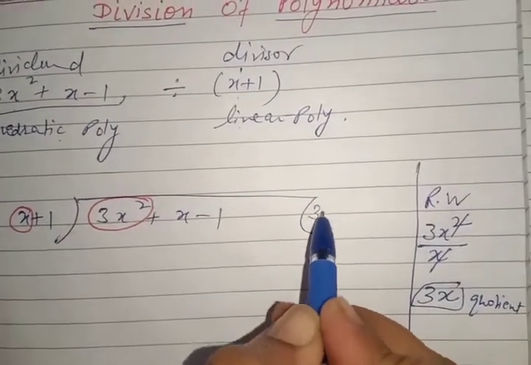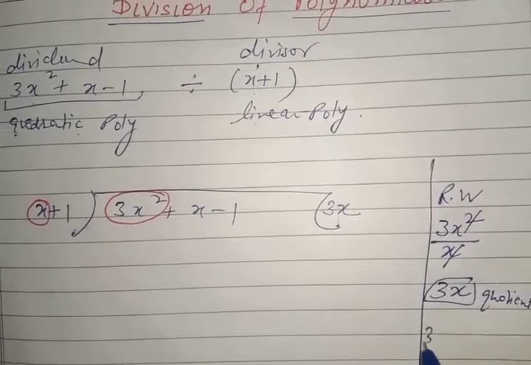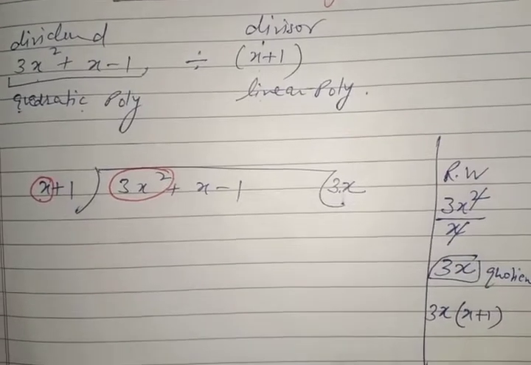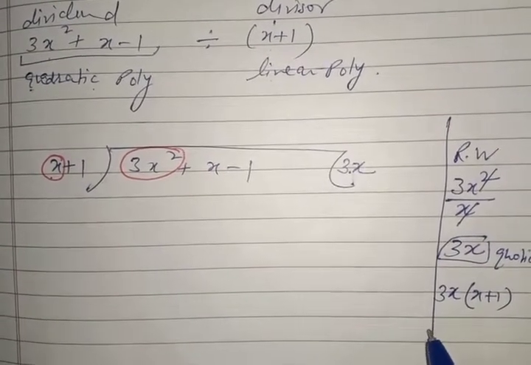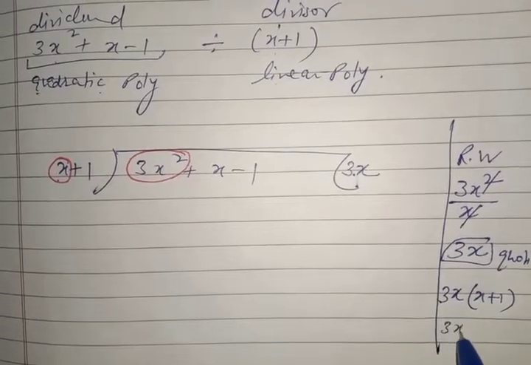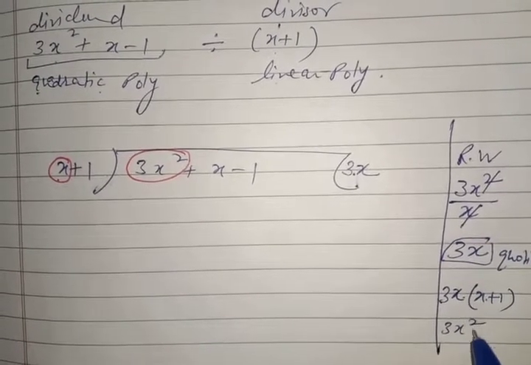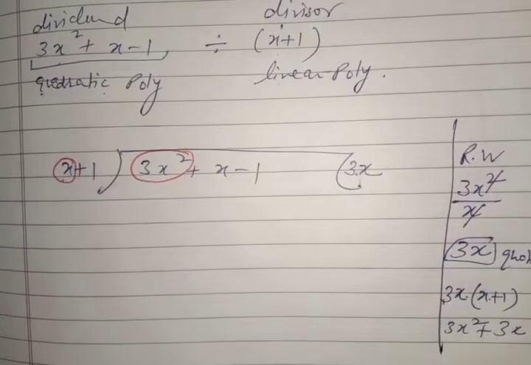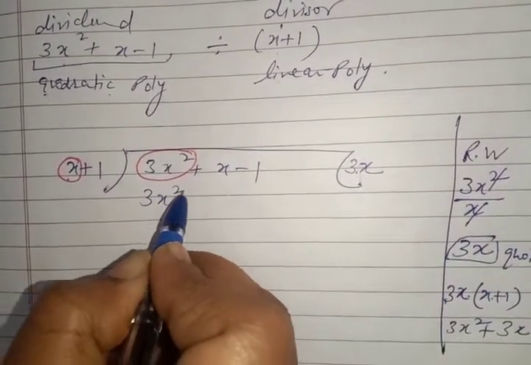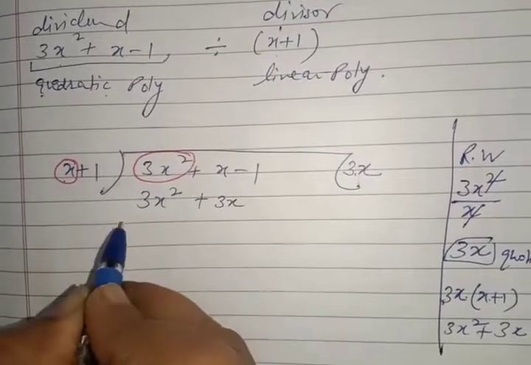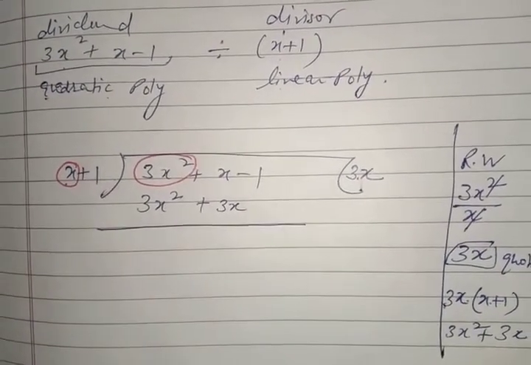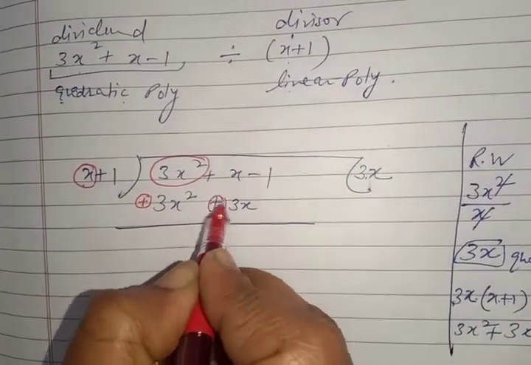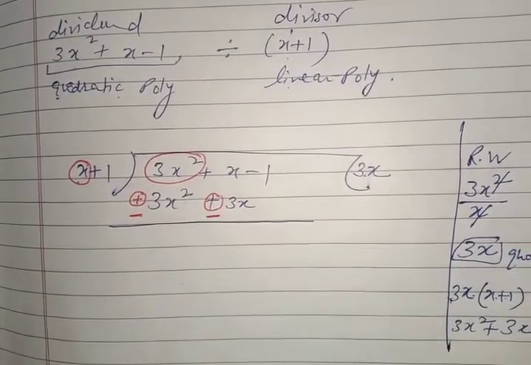If we have got 3x as quotient, multiply this 3x with this x plus 1. If you multiply this 3x with x plus 1, you will get 3x square. It's 3x into x. X into x is x square and 3 ones are 3x. So we will write 3x square plus 3x. Like terms below like terms. We will write like term below like term. So what is its sign? Plus. What is its sign? Plus. We will subtract.